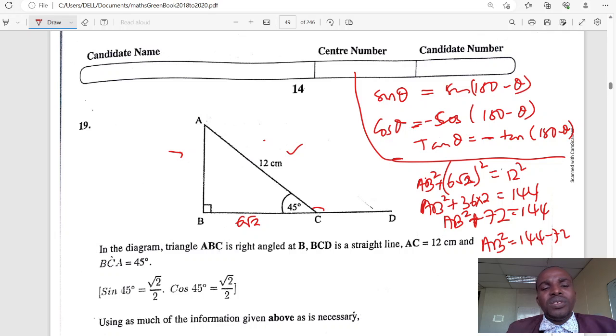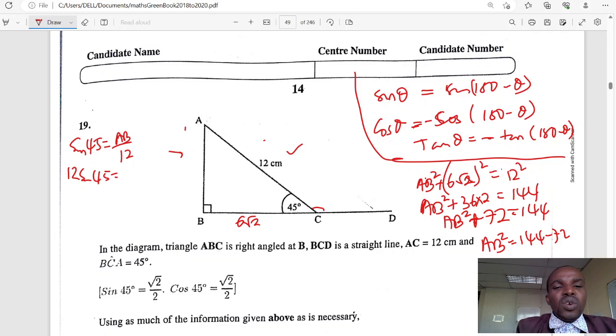Or you can just use sine, actually. That will be easier instead of using this long method. So just use sine, because AB is opposite over hypotenuse. So you can say sine 45 is equal to opposite, which is AB, over hypotenuse. So it will be 12 sine 45 is equal to AB.